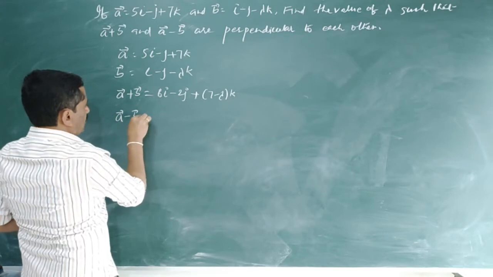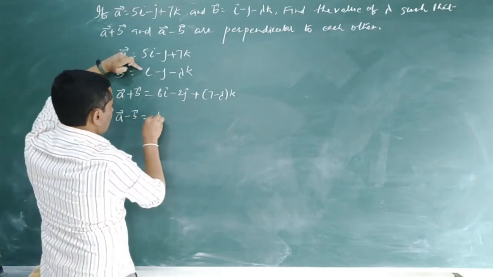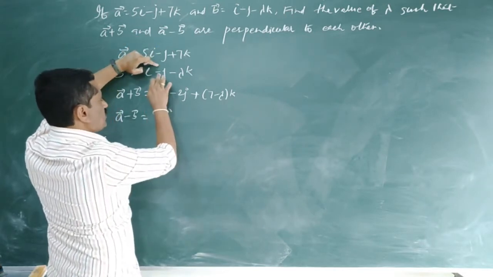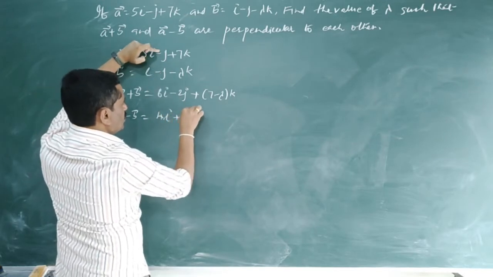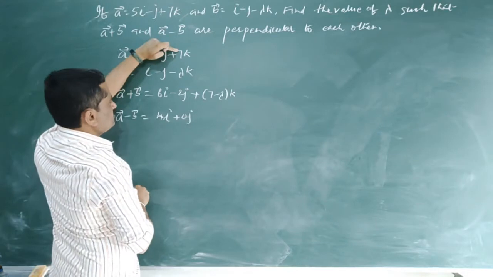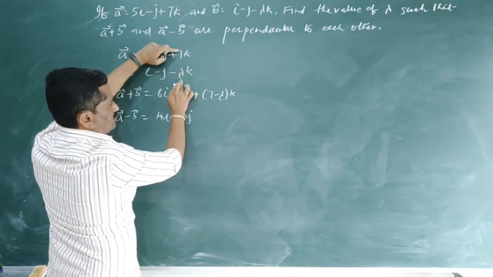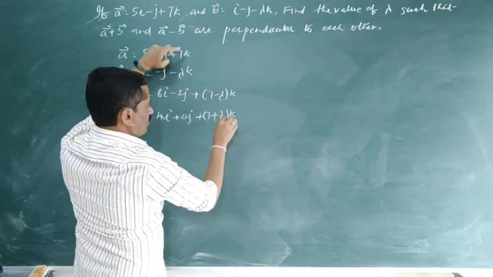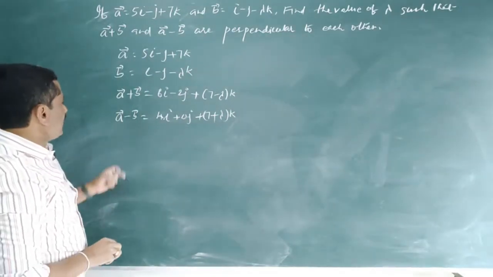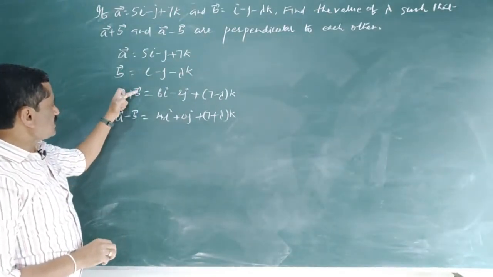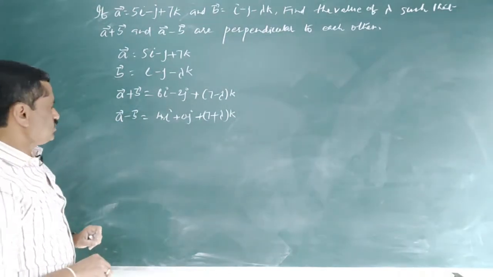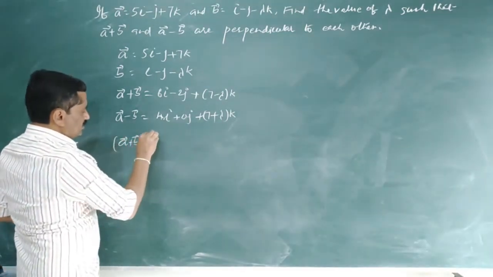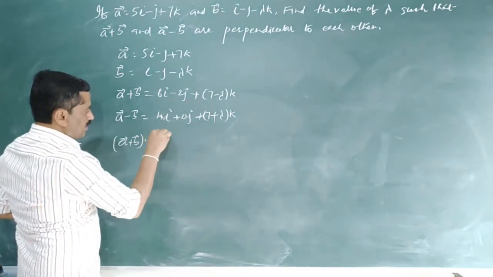A bar minus B bar is equal to 5 minus 1, we have 4i. Again, minus 1 minus of minus 1, we have plus 1, that is we have 0j. We have 7 minus of minus lambda, that is 7 plus lambda of k. Okay, next we need to find the dot product of A bar plus B bar and A bar minus B bar.